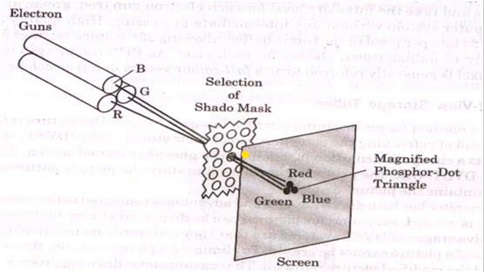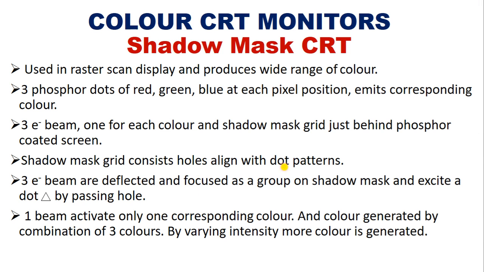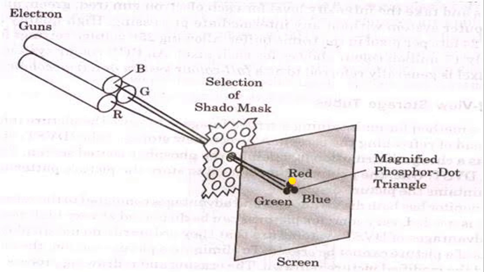Just now I told you the shadow mask contains holes, as many as there are pixels, and they are aligned with dot operators. These are the dot operators, okay? One dot, two dot, three dot, these are the dot operators, and these will be behind the pixels.